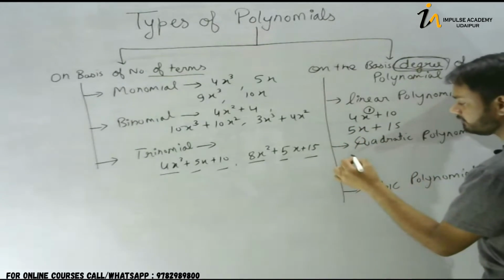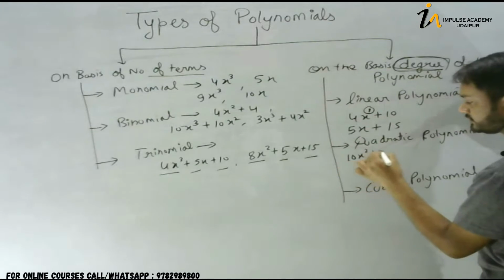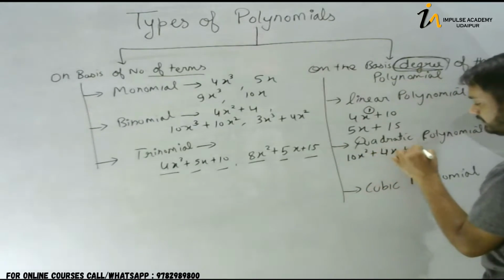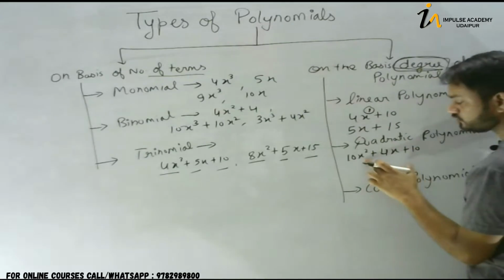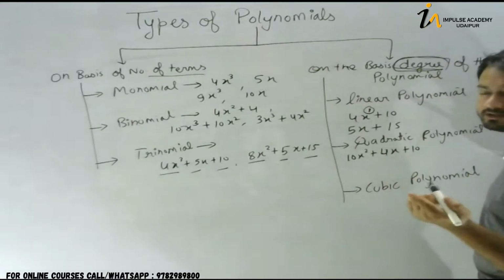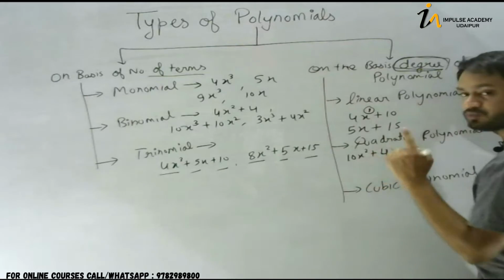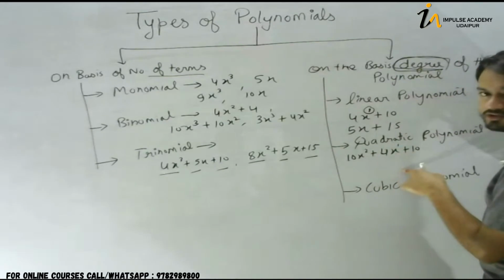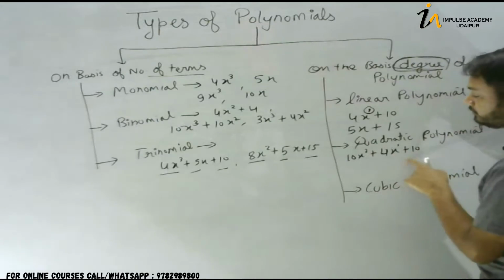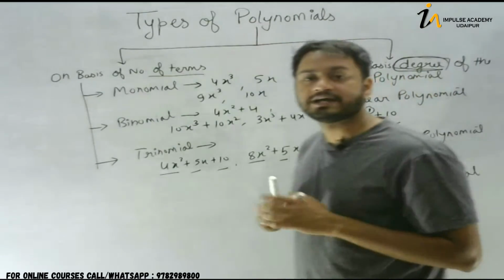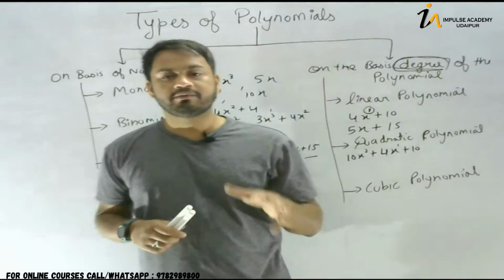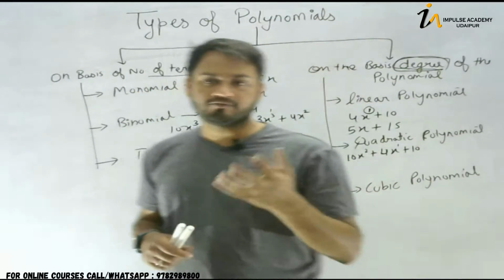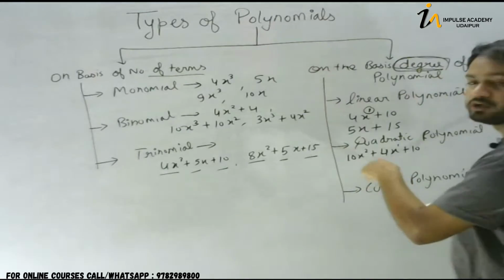In the quadratic, we have 10x square plus 14x plus 10. Here, the highest power is what is considered. The highest power is 2, that's why it is called a quadratic polynomial. There is a 1 also, but it is not considered a linear polynomial because we always consider the highest power. Whatever the highest power is, that will be the type of polynomial. Highest power here is 2, so it is quadratic.